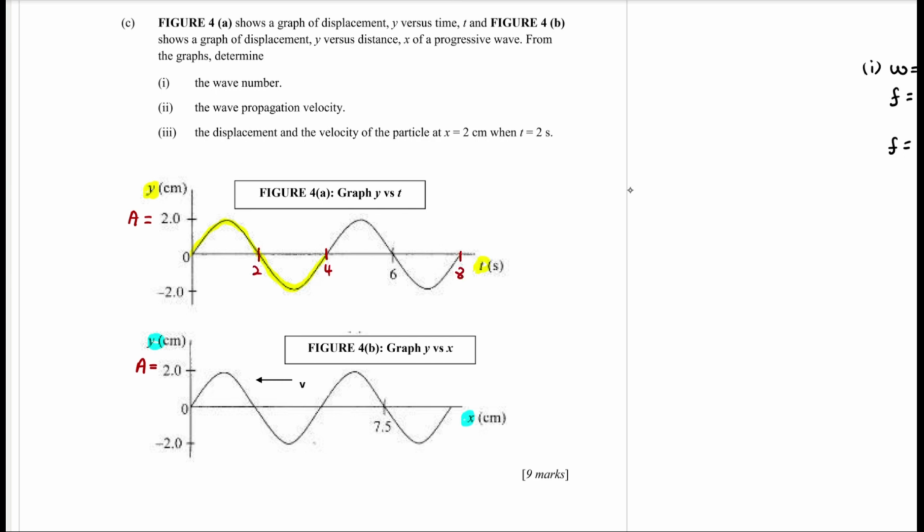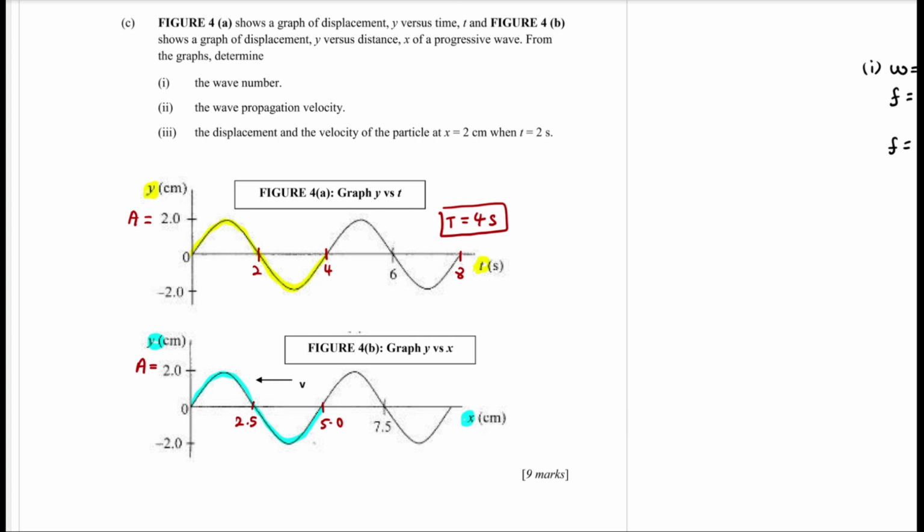So from here we know that T is equal to 4 seconds. Okay, ini maklumat yang kita dapat lah. And then from graph Y against X, okay, so this is one wavelength, half oscillation, and this is for one complete oscillation. So kalau sini dia bagi 7.5, so means that here is 2.5, and here is 5.0.